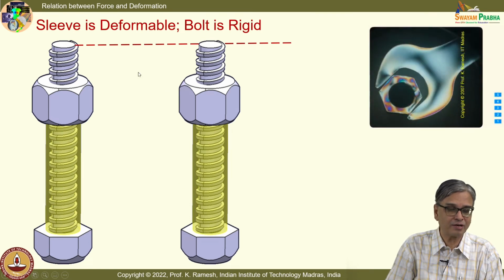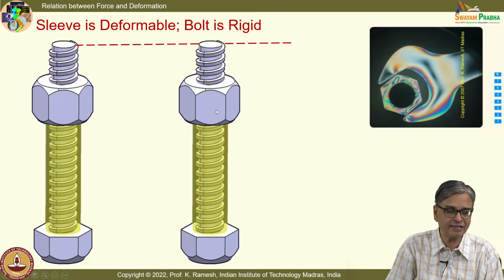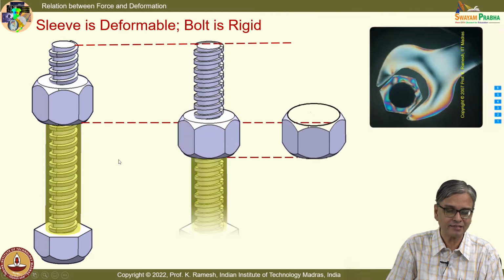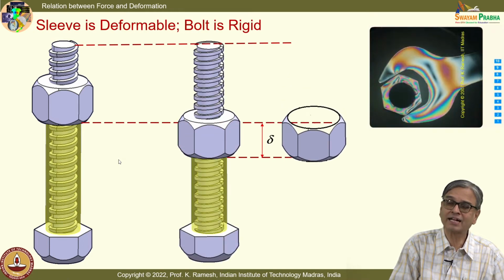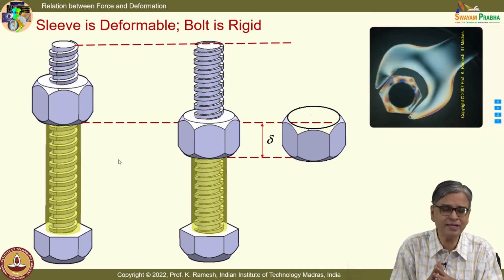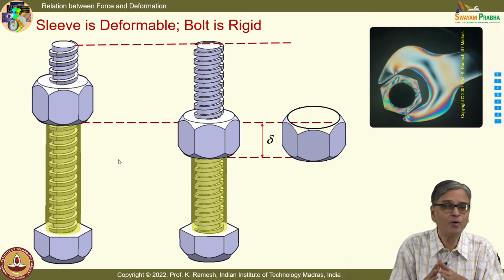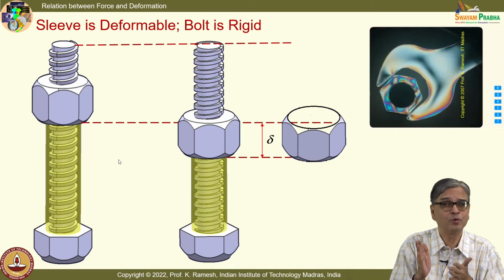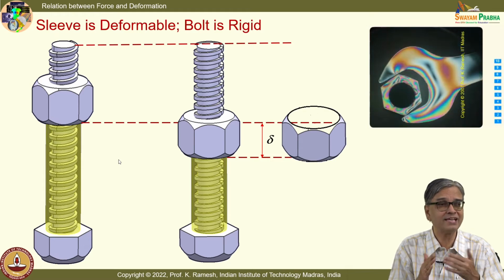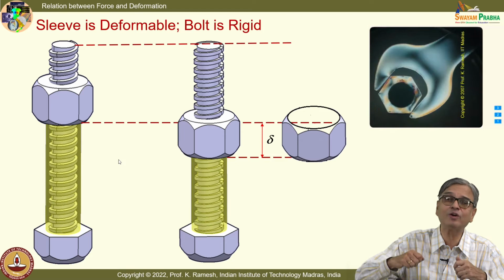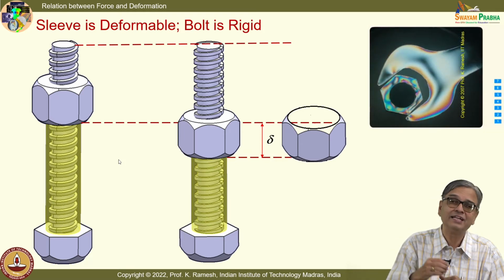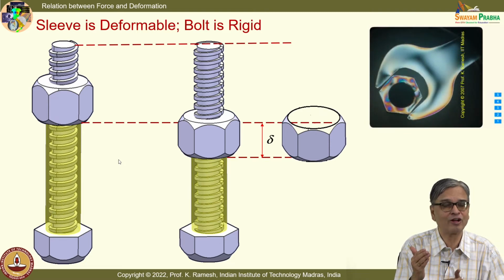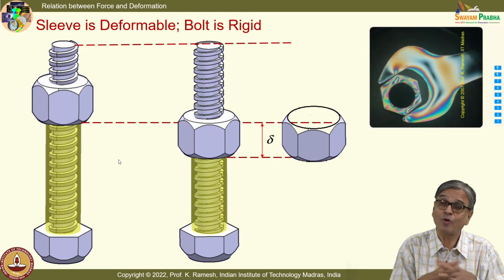Here again, the sleeve is deformable, which means when I rotate it, the nut would have moved down. So, we will visualize that. It would have moved down and the complete deformation will now be borne by the sleeve. That is also acceptable. But in reality, the bolt is also deformable, the sleeve is also deformable. So, what happens is while you are tightening it, the sleeve is getting compressed and the bolt is also getting elongated simultaneously. What happens to the nut?